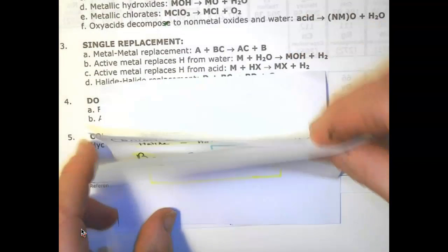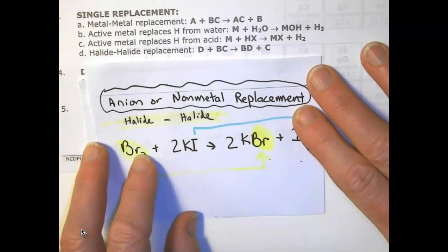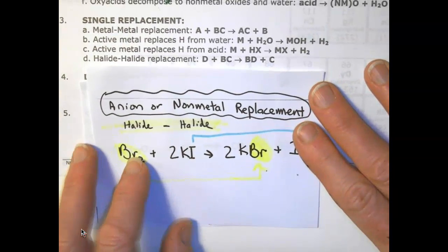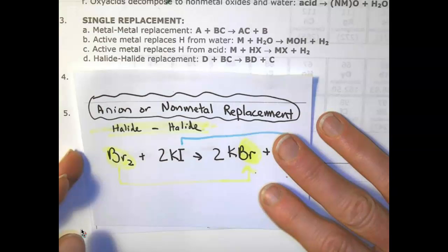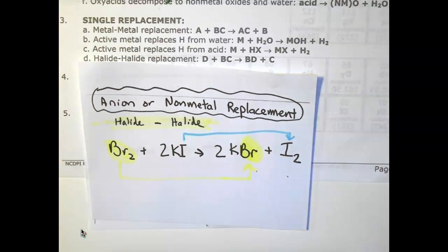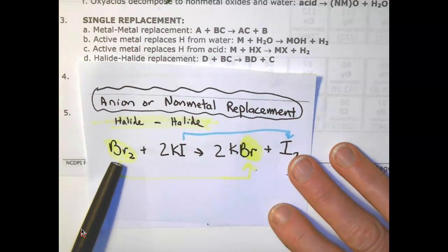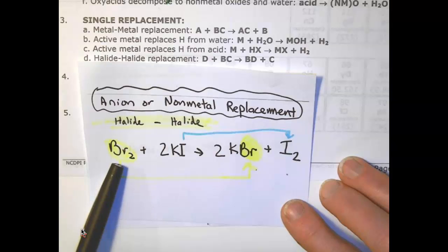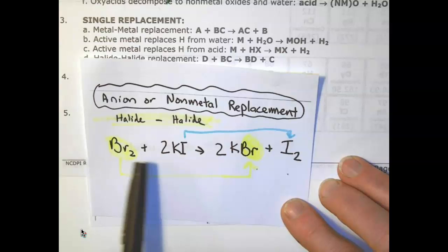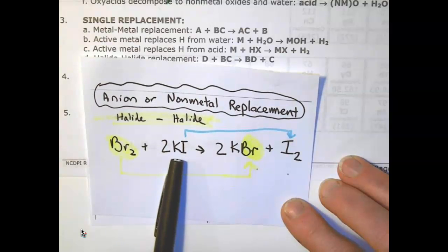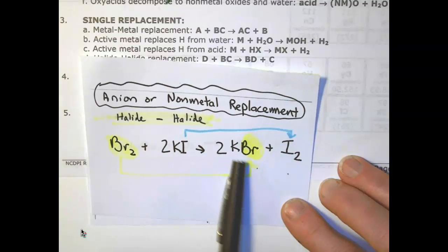The next type of single replacement reaction that we will look at is called halide-halide, and that's from the halogens. And basically this is a nonmetal replacing a nonmetal. So it's anion or nonmetal replacement. So we have a single halide by itself. We have bromine gas. It's a diatomic molecule, so we know it's Br2. Reacts with potassium iodide, and that's a nonmetal, to produce potassium bromide.